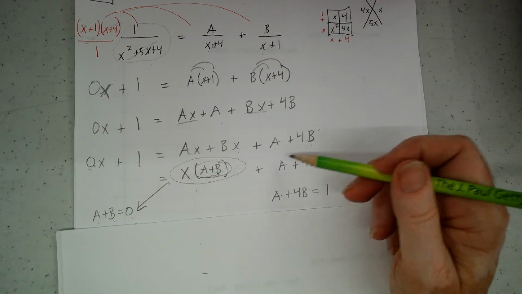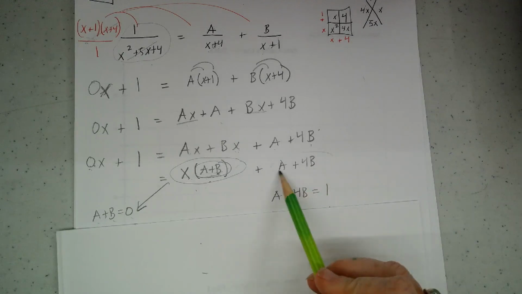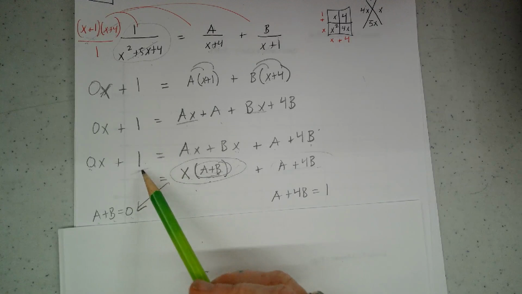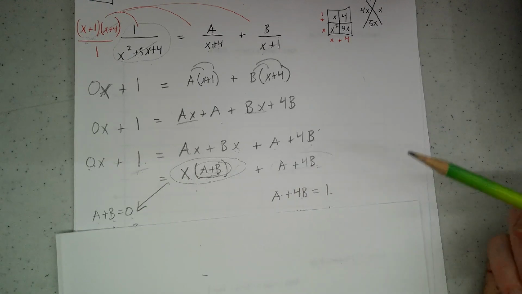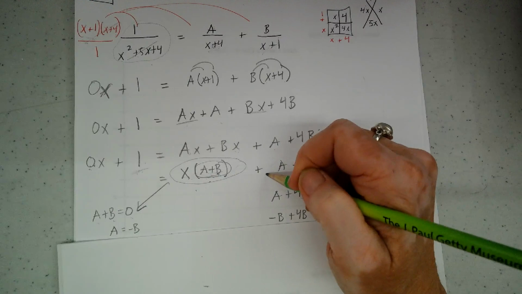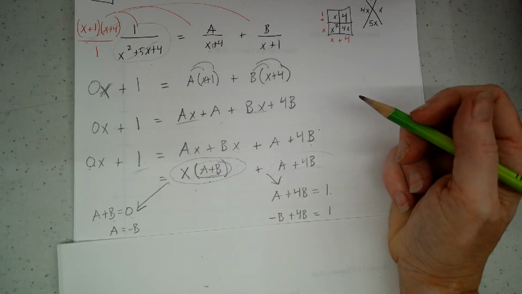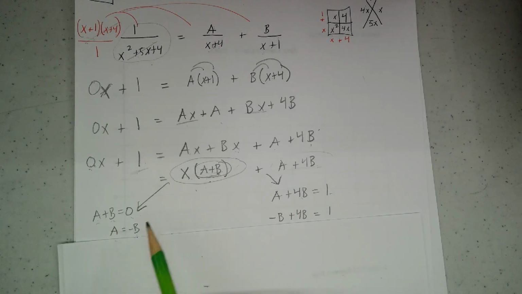And then this equates with the non-x term, which is just the constant. So I just wrote that as equal to 1. And then I'm just going to work these two equations down and do a system of equations. So this one, I just rearranged it. I subtracted b on both sides, so I have a equals negative b.